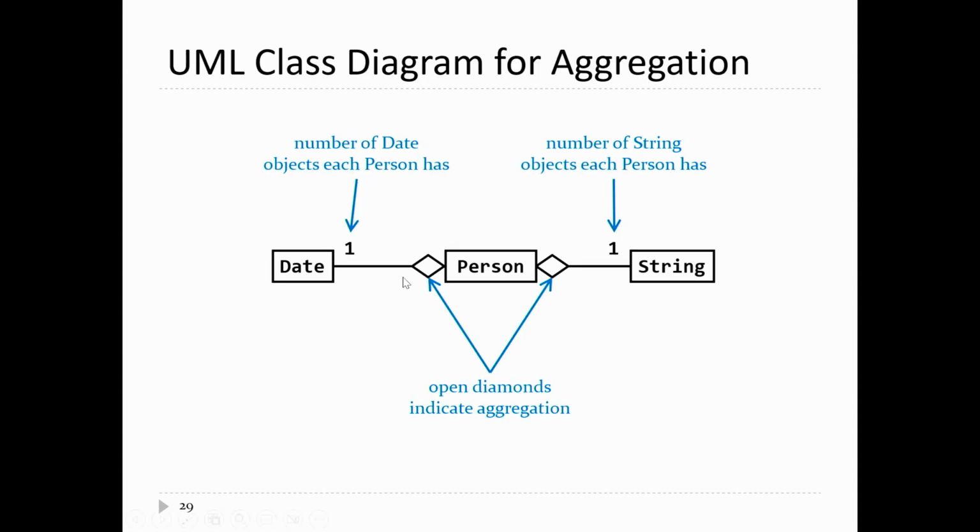All right, so to draw a picture of aggregation, it looks the same as association, except you add an open diamond on the whole object. So the person is the whole. It's made up of a date and a string. When you draw this, the diamond goes on person. So person is an aggregation of one date, and person is an aggregation of one string.